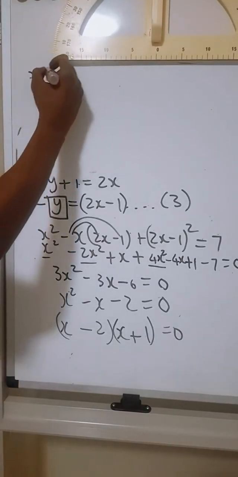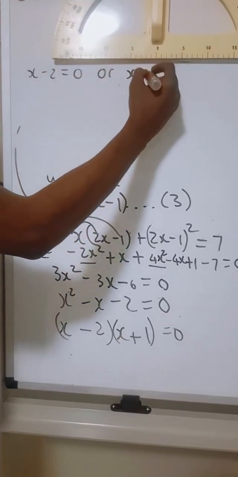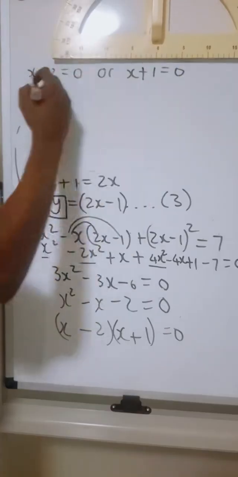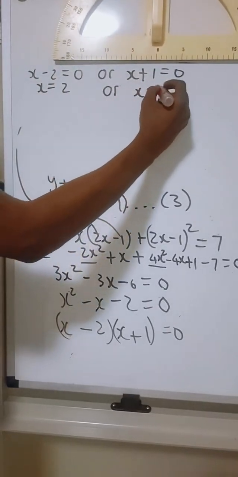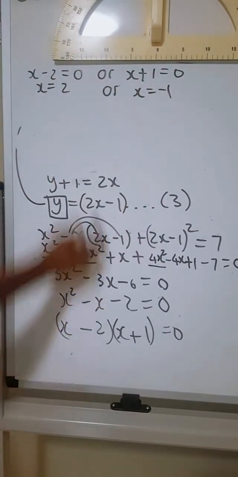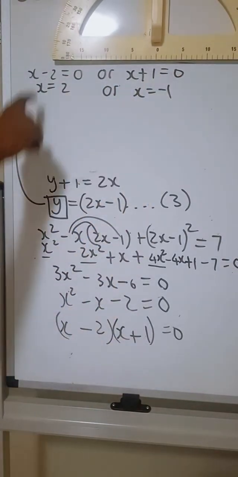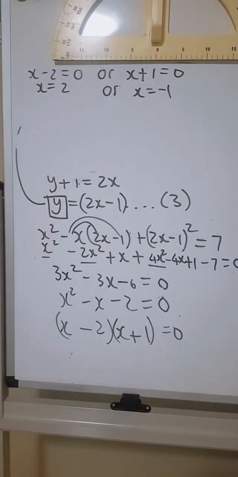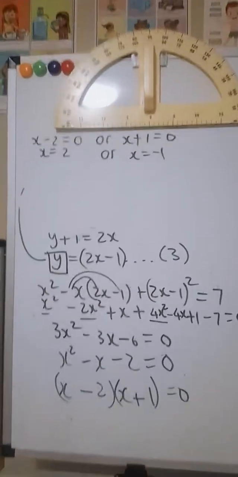The x minus 2, you apply the zero factor law. So x minus 2 equal to 0, or x plus 1 equal to 0. This negative 2, transpose it: x is equal to 2, or x is equal to negative 1. Makes sense?